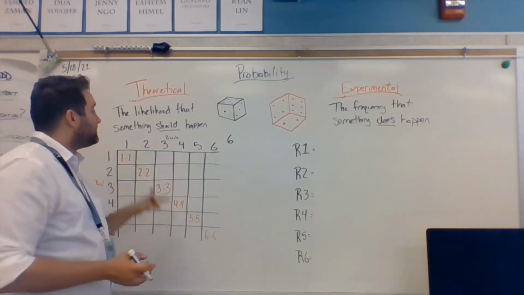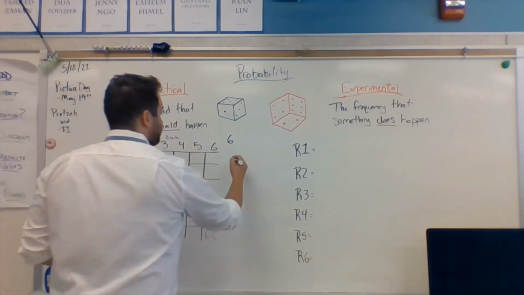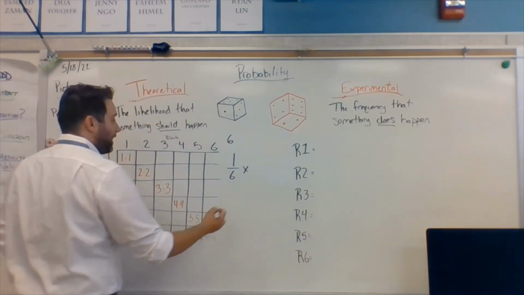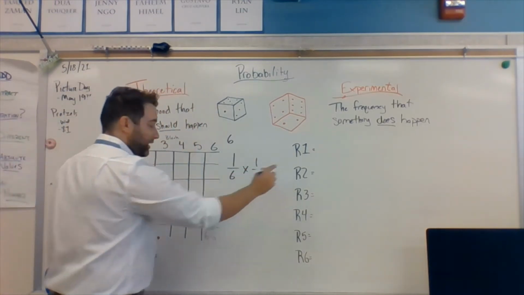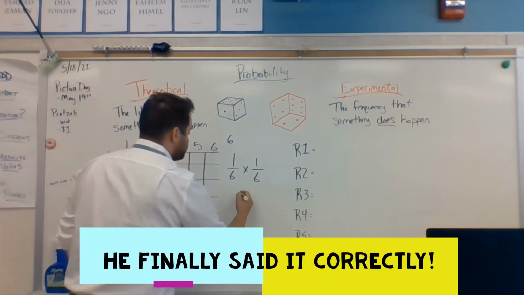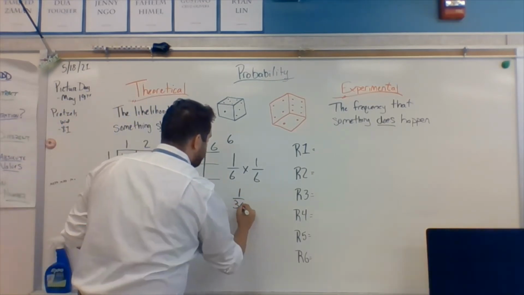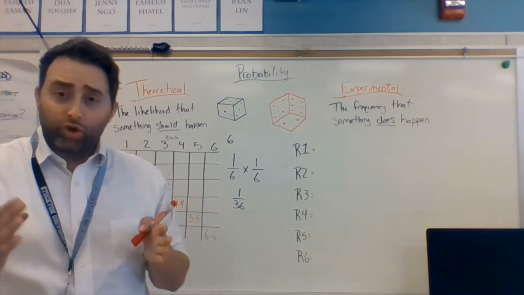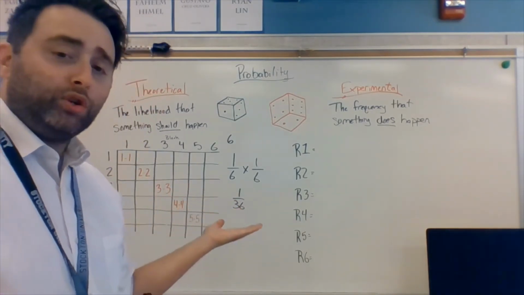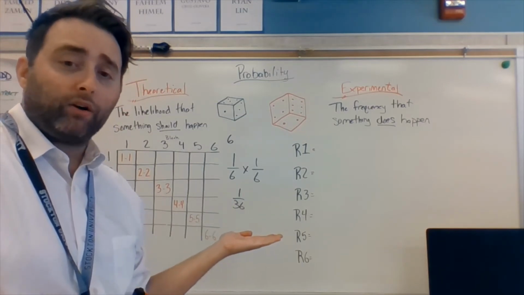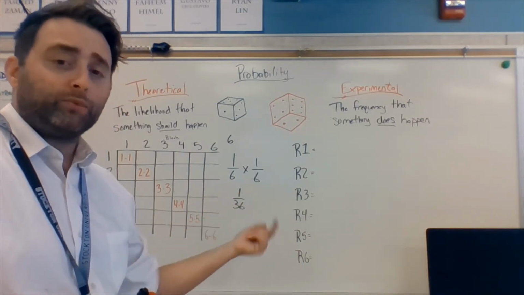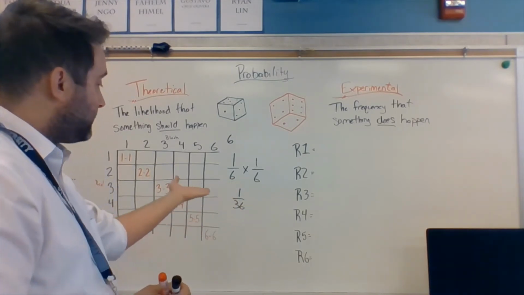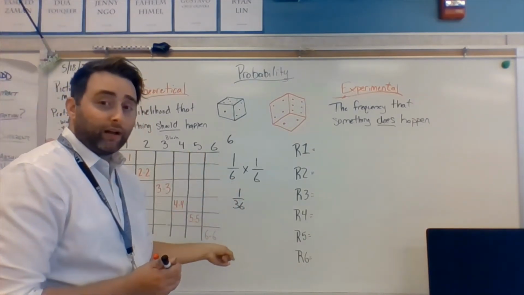Why 36? Because it is 1 out of 6 times 1 out of 6. 1 out of 6 times 1 out of 6 is 1 out of 36. That's the total amount of outcomes that are possible out of 2 dice. There are 36 possible outcomes when I roll 2 dice. Okay? So you have a 1 in 36 chance of getting the correct combination.